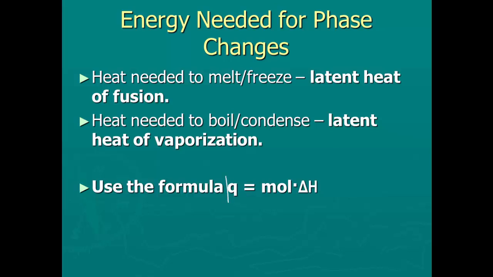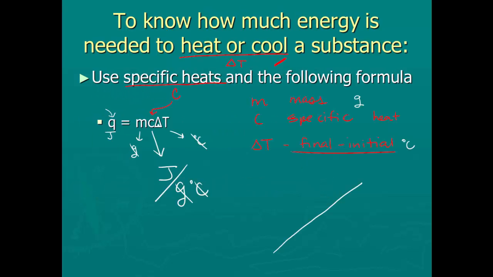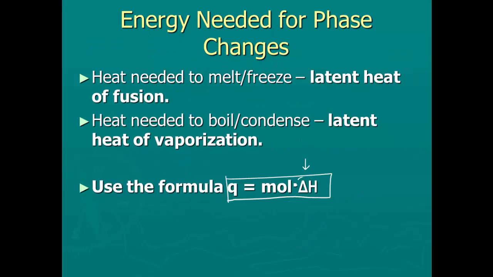The formula that we use looks different. The Q, or heat needed, equals the mole values multiplied by the delta H. Now, the delta H is the constant here. On the previous one, the C was the constant. It's what you don't have to memorize. In this one, the delta H is the constant, and they'll be given to you.